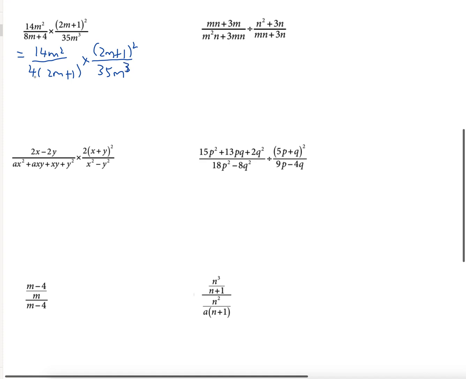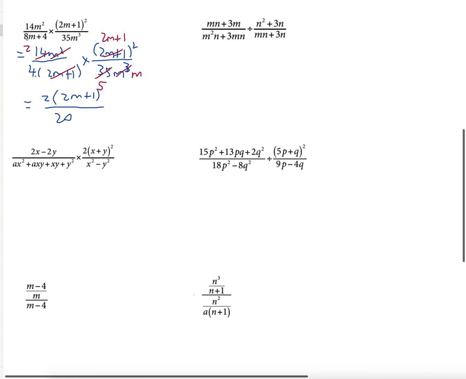So now we can cancel the common factor. Cancel. Left behind 2m plus 1. And here m is cancelled, leaving 1m. 35 cancel. 2 times 7, 5. And now we can multiply out the numerator. Leave the answer in brackets. And the denominator, 4 times 5 is 20.